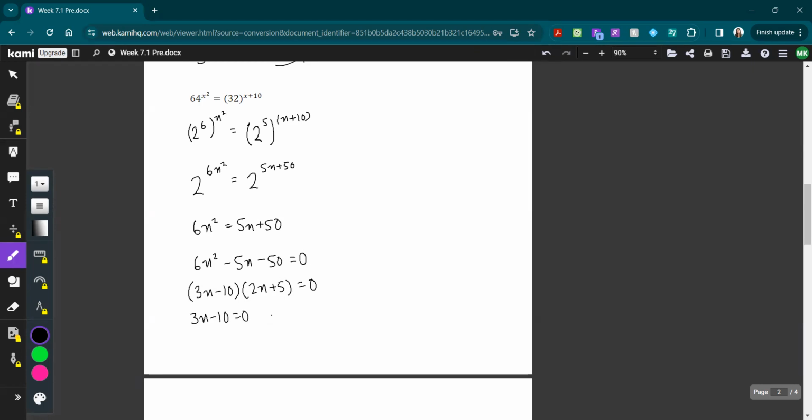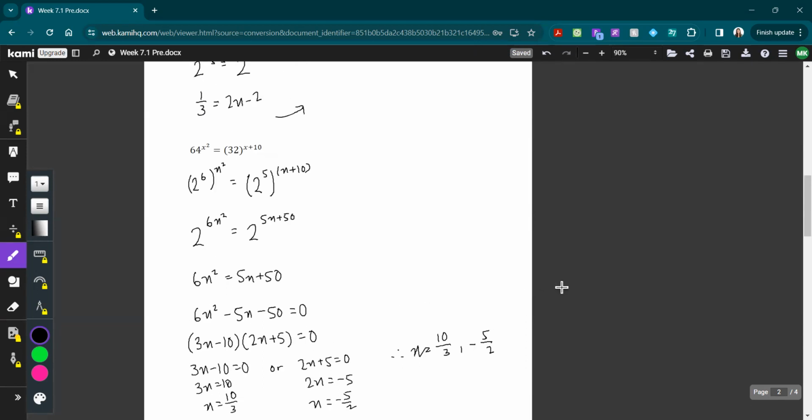So split it into two equations, and then solve for x. So we have 3x equals 10, x equals 10 over 3, and 2x equals negative 5, x equals negative 5 over 2. Therefore, we have two solutions for this question. Let me write all of that nicely. x equals 10 over 3 and negative 5 over 2. So we have two answers. All right, so that's how you solve exponential equations.